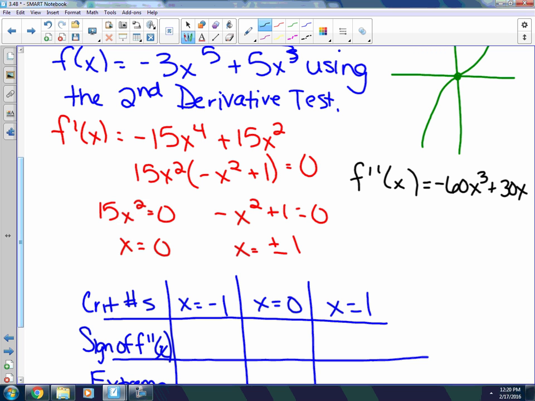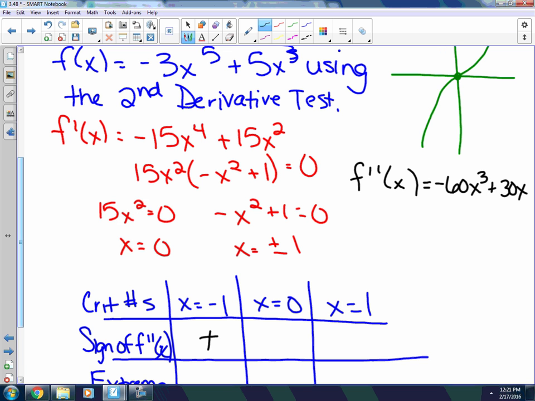And then I plug each of those critical numbers in there. Now this says sign, so that means I only need to know if they're positive or negative. I don't really need to know what number exactly it is. So I just need to plug that number in. If I plug a -1 in, this is going to end up being -1 times -60, which is 60 minus 30. So that's positive.